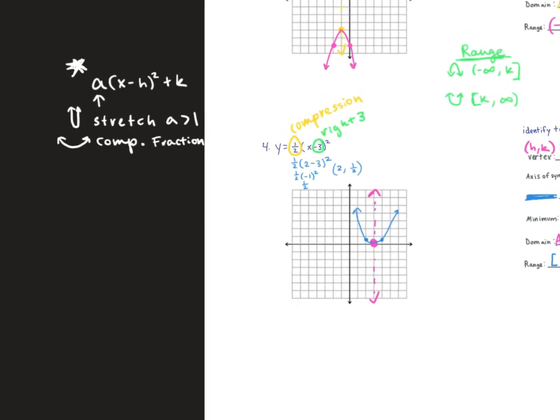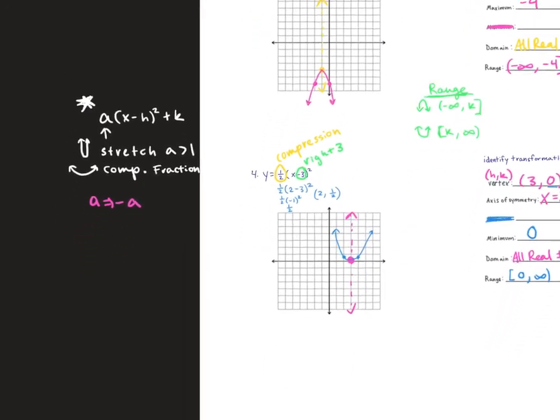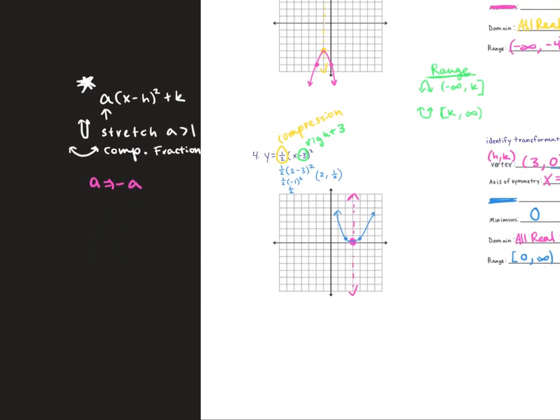Let's say a was negative. So if a is negative, what does that tell us? So from example question 2 in the notes, what does the a tell us? Or even the one before this, number 3. A reflection. So if a is negative, we have a reflection.